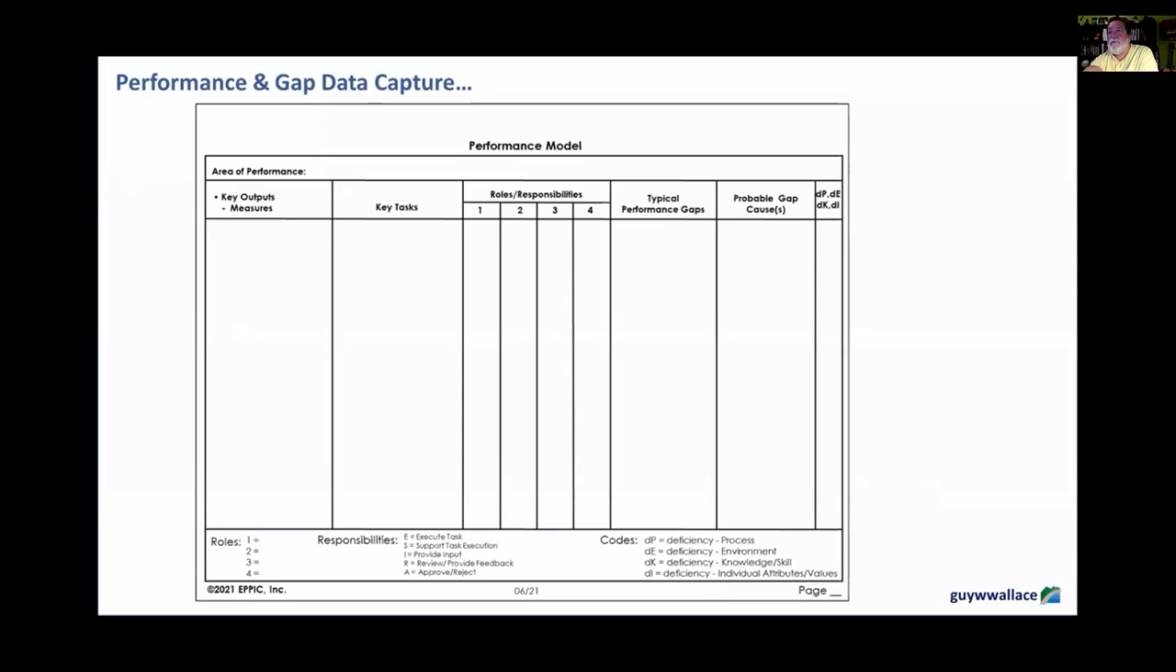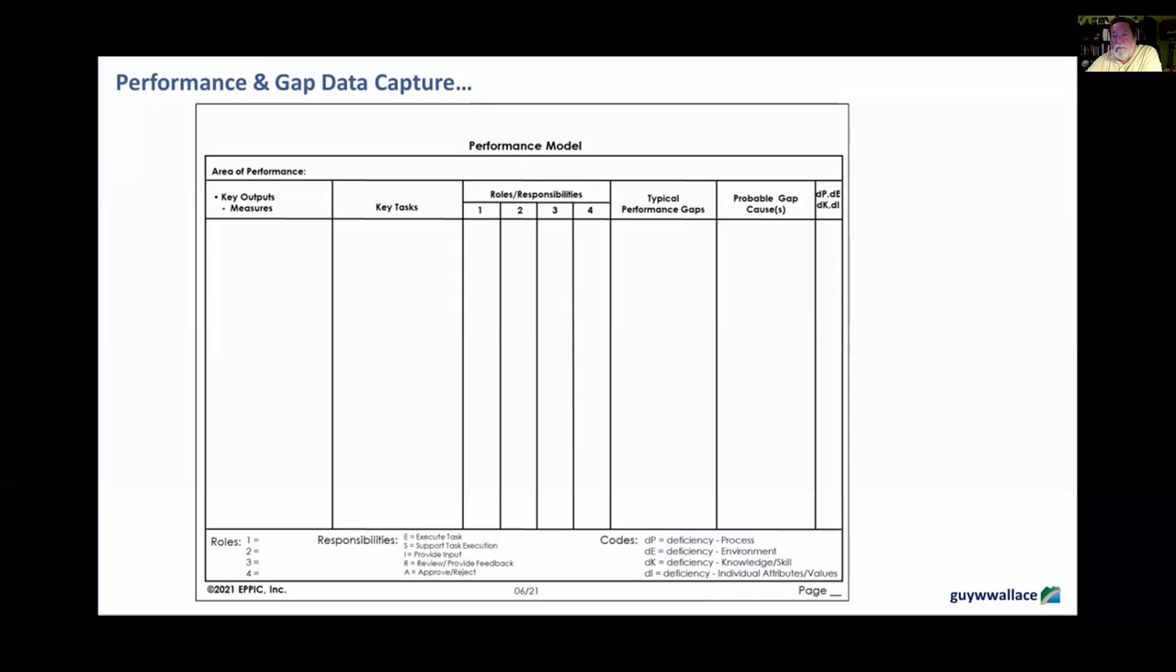Now, in the old days, it used to be called a job model. And Joe Harless, who I mentioned a little bit earlier, was a big promoter of job modeling and job models. And he asked me at a conference one time why I changed the name from job model to performance model. It was because when I do analyses, I'm often looking at more than one job, and I didn't want to call it a jobs model. So I called it performance model, and I borrowed that language from his good buddy, Geary Rummler. They were competitors, but they were good buddies.